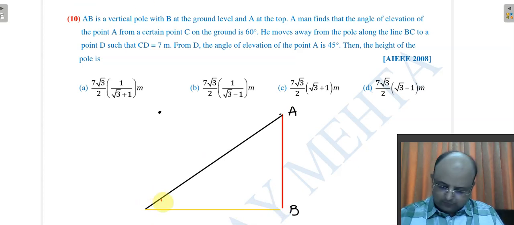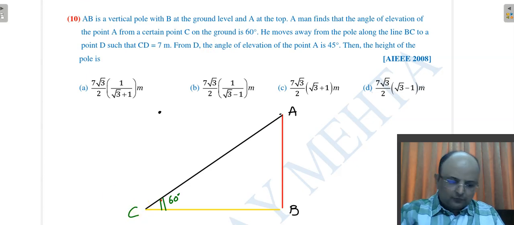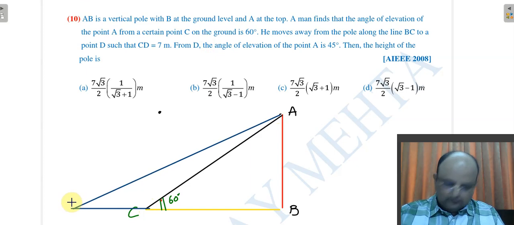ડાયાગ્રામ બહુ જ કેરફુલી બનાવવો જોઈએ, હું એવું માનું છું કે જેથી તકલીફ ના પડે. This is 60 degree and this is your C. He moves away from the pole along the line BC to a point, CD is equal to 7. Okay. And from D, he moves along this. Okay, and now the angle of elevation is 45 degree. This is what they say. And CD is 7.